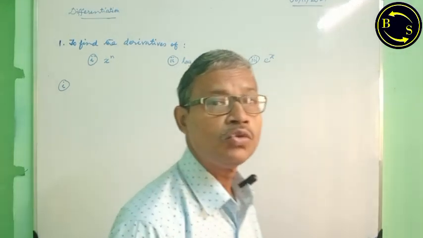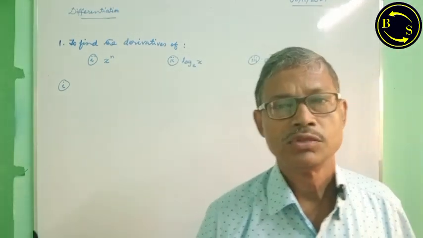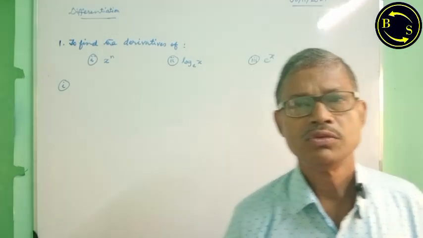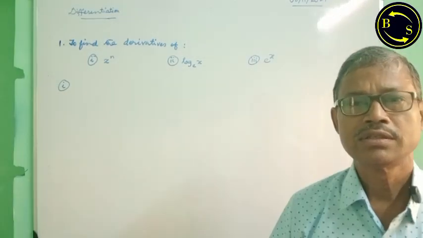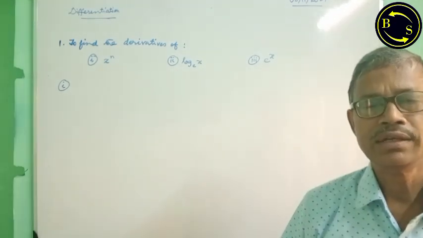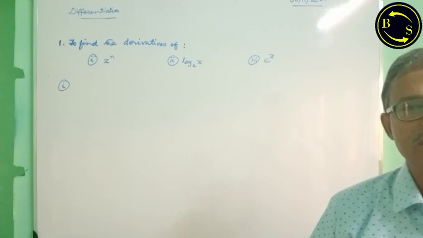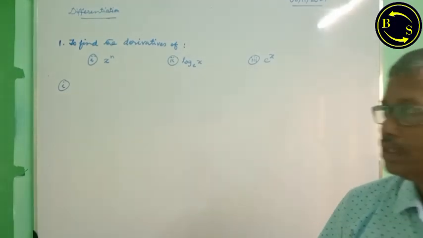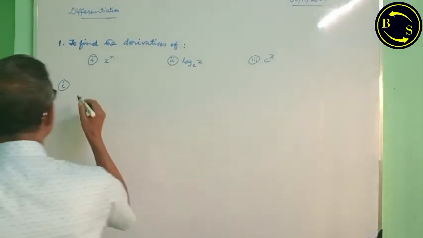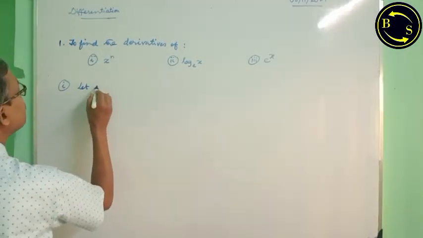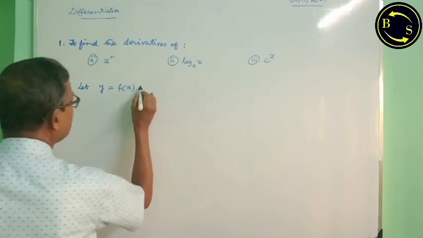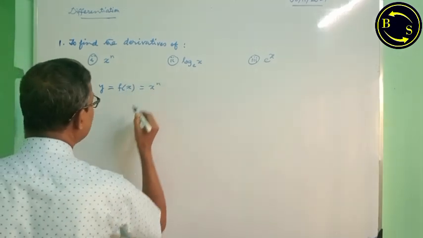My suggestion to students who are now reading class 11, when you follow these classes, better you take your copy and pen and start working out as I am progressing. First x to the power n, we start like this. Let y equal to f x is equal to x to the power n.